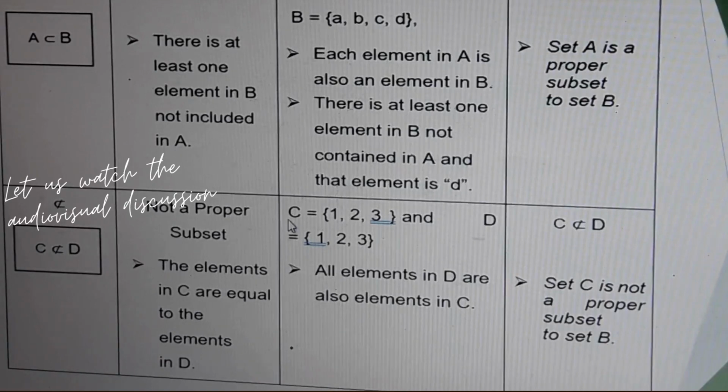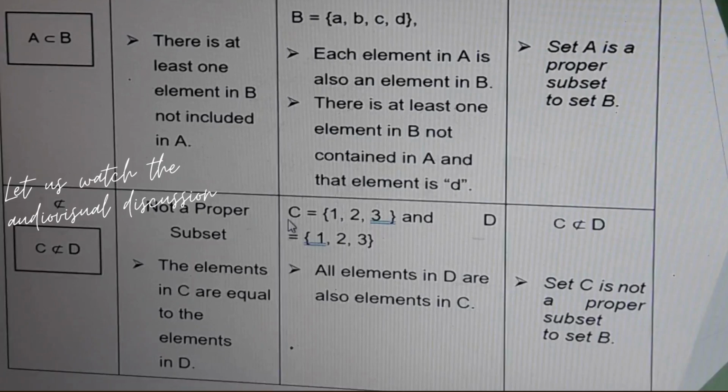It's like in set A, we have the elements A, B, C, while in set B, we have small letters A, B, C, D. Then set A is within, or is mentioned also in, set B. So we can consider set A as a proper subset of B.